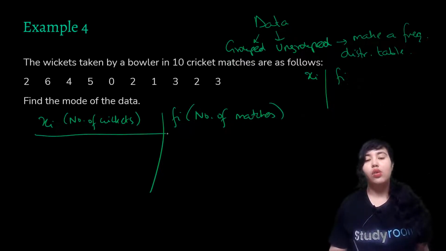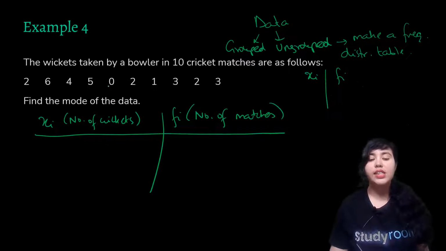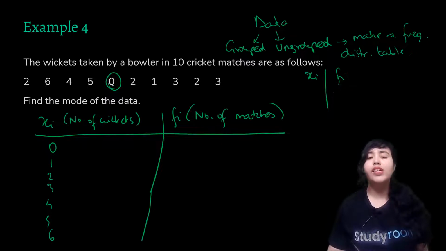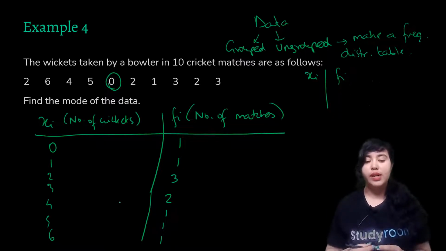Now which is the smallest observation here? That is 0. So let's write that 0 first. Then we have 1, 2, 3, 4, 5, 6. So 0, 1, 2, 3, 4, 5, 6. Now how many times is 0 occurring? It's occurring only once. So corresponding frequency would be 1. 1 is occurring how many times? Only once. 2 is occurring how many times? 3 times. What about 3? 3 is occurring twice. 4 is occurring once. 5 is occurring once. 6 is occurring once. So this is the frequency distribution table that we obtain in this case.